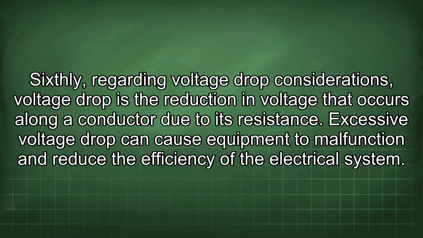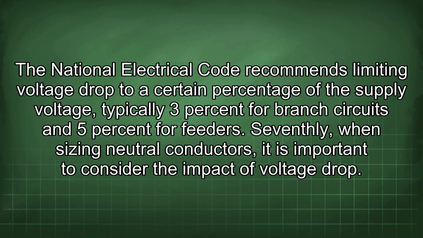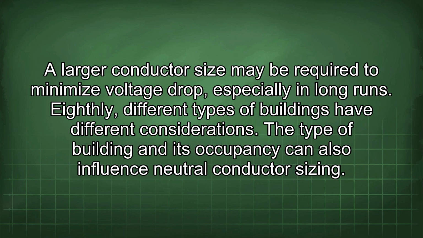Sixthly, regarding voltage drop considerations, voltage drop is a reduction in voltage that occurs along a conductor due to its resistance. Excessive voltage drop can cause equipment to malfunction and reduce the efficiency of the electrical system. The National Electrical Code recommends limiting voltage drop to a certain percentage of the supply voltage, typically 3% for branch circuits and 5% for feeders. Seventhly, when sizing neutral conductors, it is important to consider the impact of voltage drop. A larger conductor size may be required to minimize voltage drop, especially in long runs.